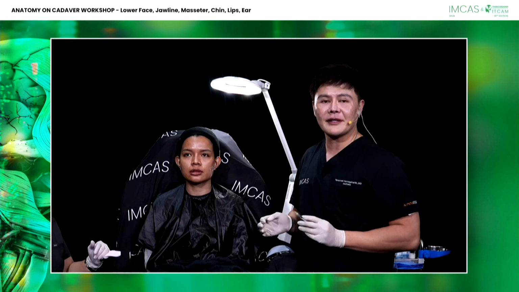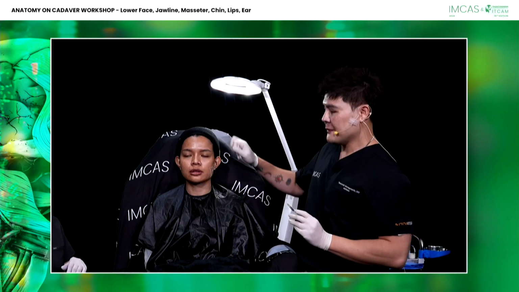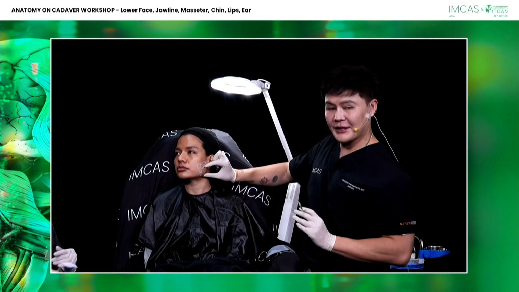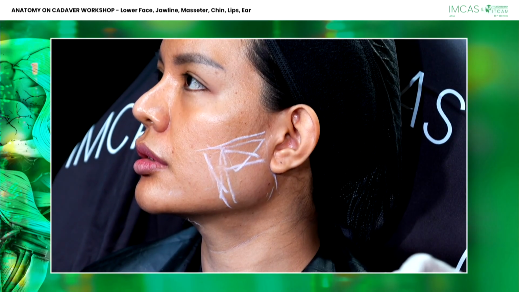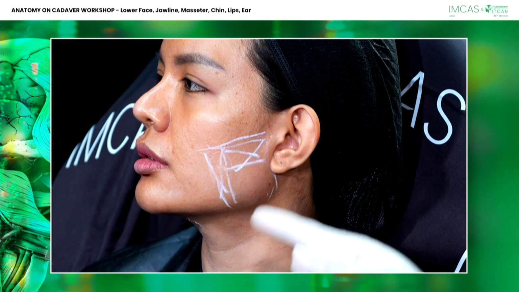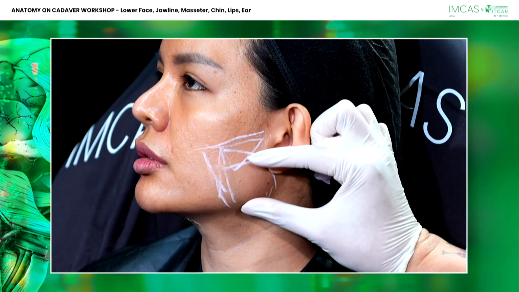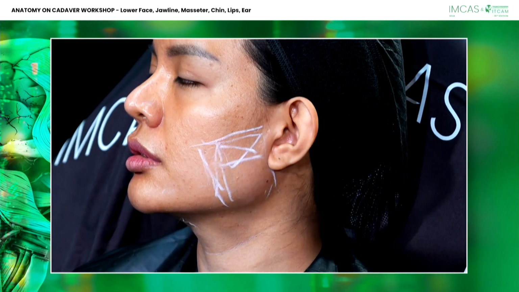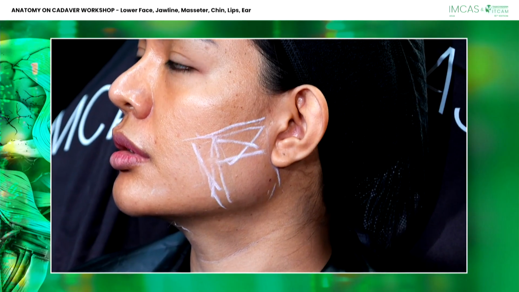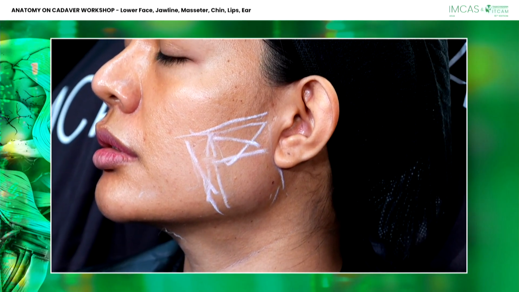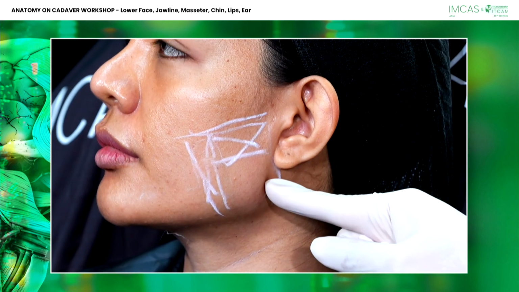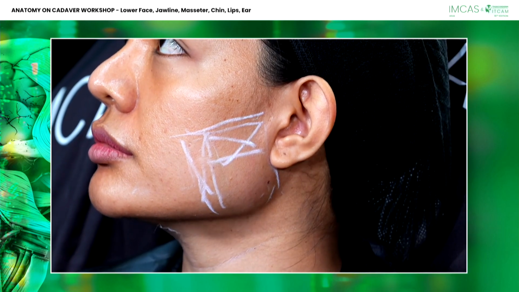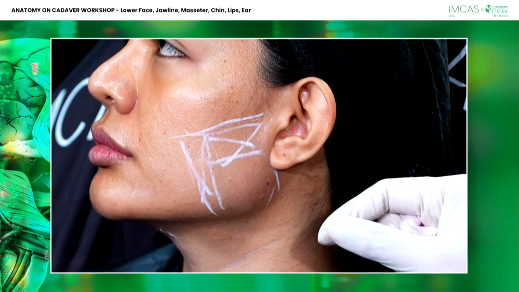In this case, I use 30 units for the lower two-thirds here. You may ask, should we inject 3 points or 5 points? The answer is on your patient's face. If the area that we want to inject is very large, 3 points is not enough, and you have to divide into 5 points. For this lady, it's not so large, so I will inject only 3 points.